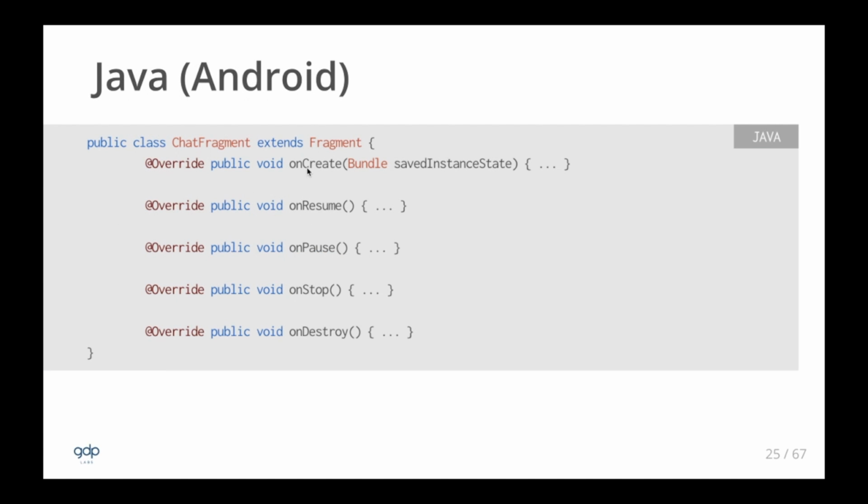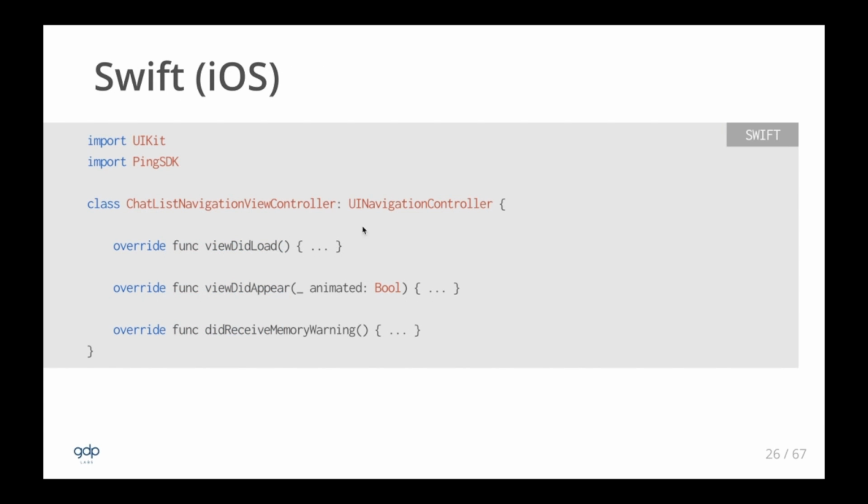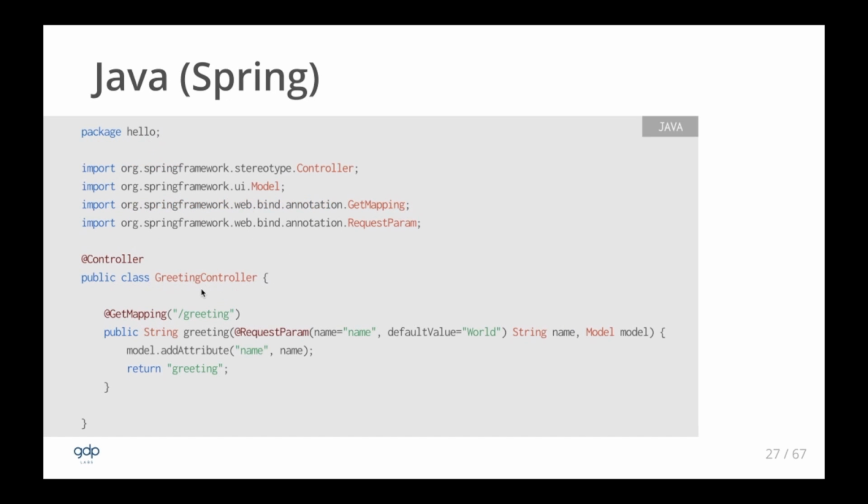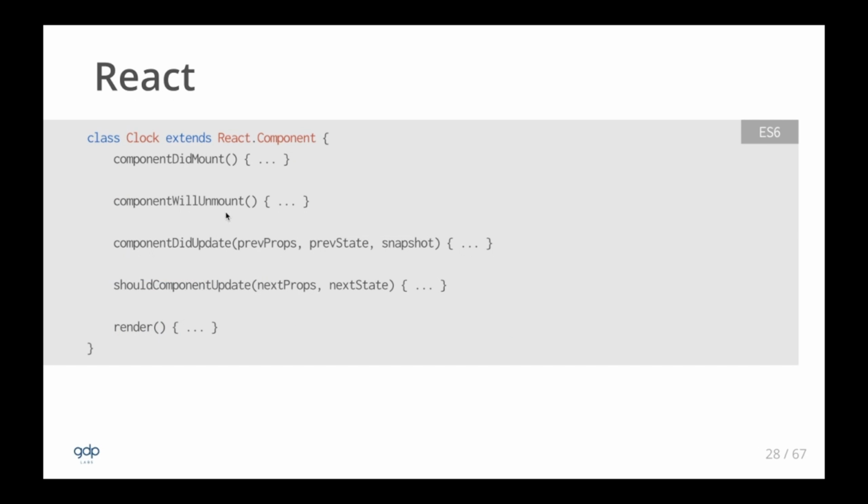Java programming language using the Android framework, chat fragment extends fragment, and then we override many methods. Same thing with Swift, extending UI navigation controller, and we override some methods. Java Spring is a little bit different. We use this annotation, add controller, and add get mapping. And there is also this ES6 ECMAScript 6 source code using the React framework. Clock extends react.component, and then we override these methods.